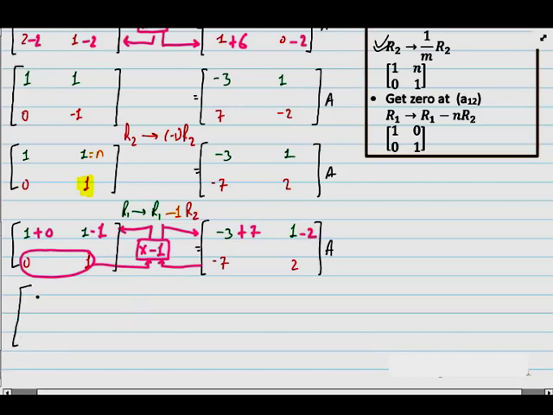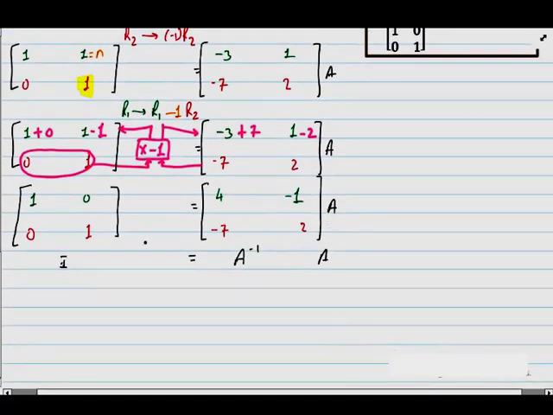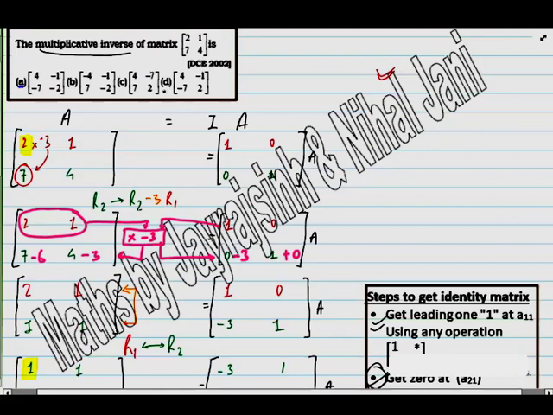The final simplified form looks like this, which is the form of I is equal to A inverse A. Tada! Which suggests that our A inverse is 4, minus 1, minus 7, 2. D is your final answer.